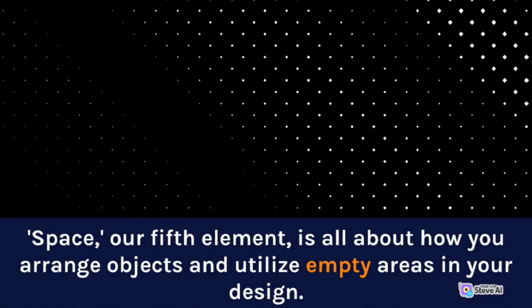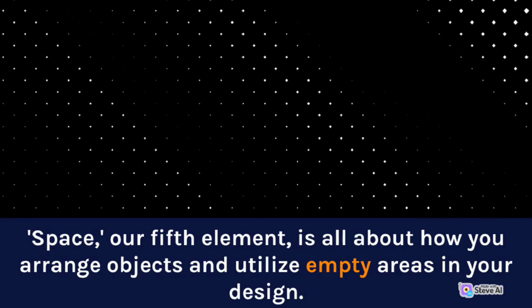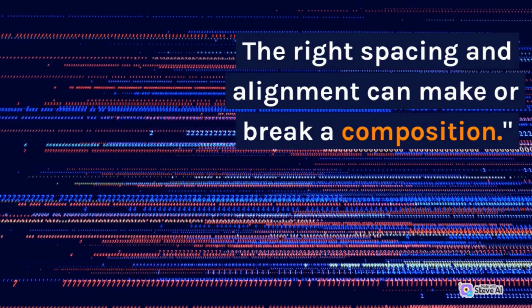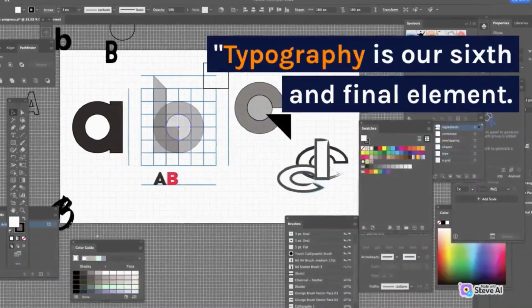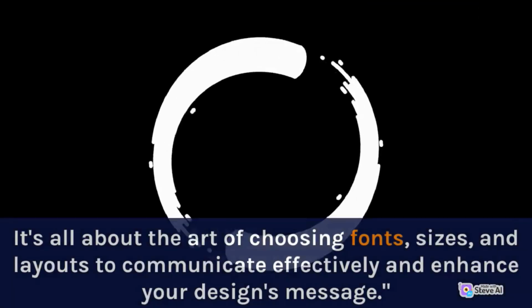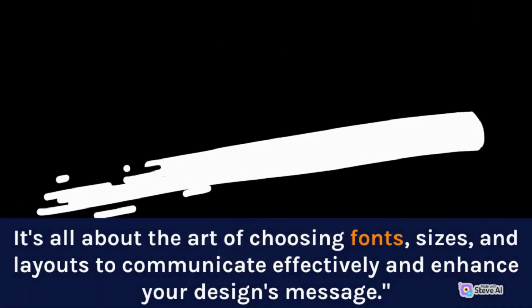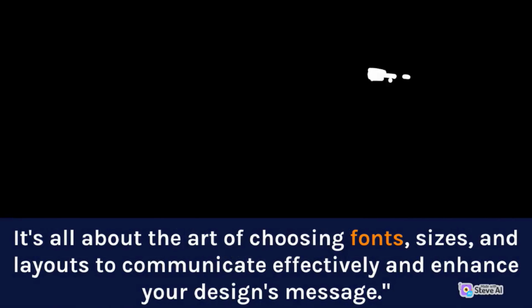Space, our fifth element, is all about how you arrange objects and utilize empty areas in your design. The right spacing and alignment can make or break a composition. Typography is our sixth and final element. It's all about the art of choosing fonts, sizes, and layouts to communicate effectively and enhance your design's message.